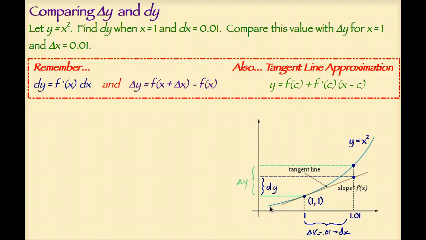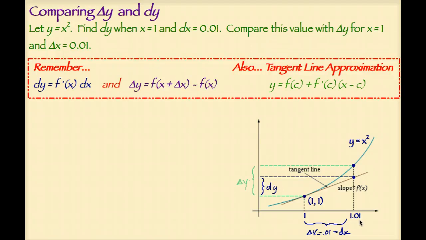Notice on the graph here I have drawn the curve y equals x squared, and I've also drawn the tangent line at the point (1, 1). Delta x, or dx, is 0.01, the distance away from our target value 1, which takes us to an x value of 1.01. Now notice that I've also put function values on the curve and the tangent line at 1.01.